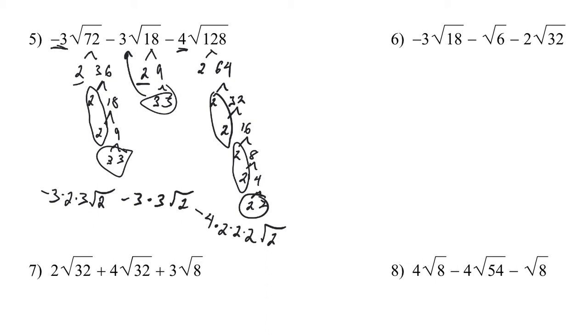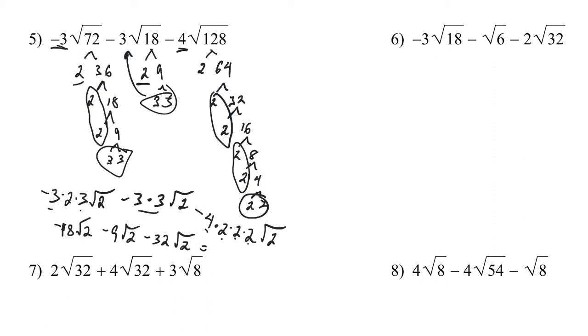And then we multiply the numbers in front and combine the like radicals. So I have negative 3 times 2 times 3. It's going to be negative 6 times 3 is negative 18, square root 2. And then negative 3 times 3 is negative 9, square root 2. And then over here I got 2 times 2 times 2 is 8 times negative 4 is going to be negative 32 square root 2.